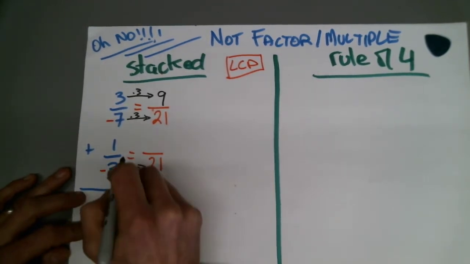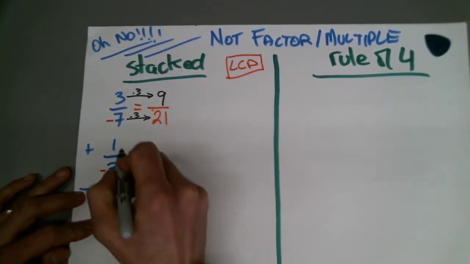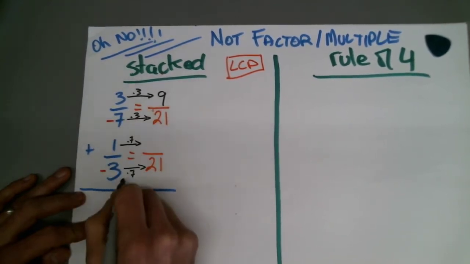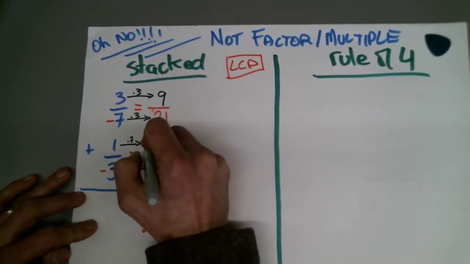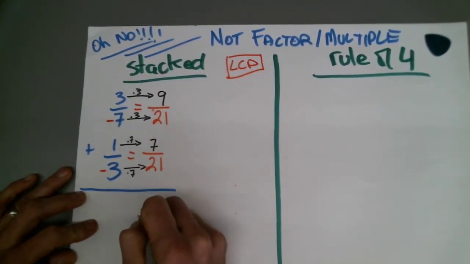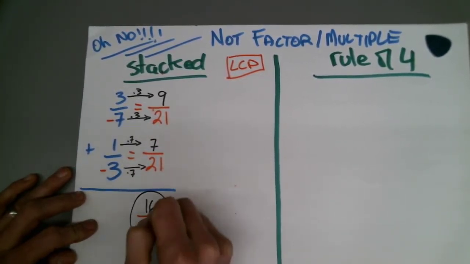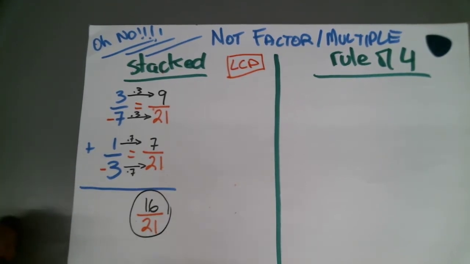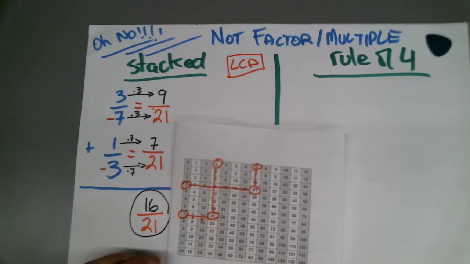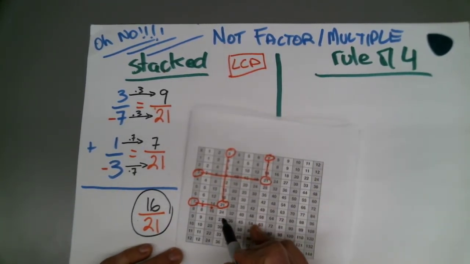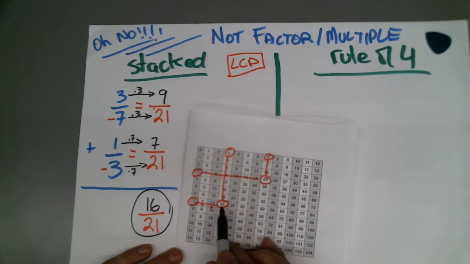At the bottom, 3 to 21 gives me times by 7. 7 times 3 is 21. Well, what I do to the bottom, I do to the top. 1 times 7 is 7. 7 plus 9 is 16. Can I reduce it? Well, let's take a look. What goes into 21? 7 goes into 21. Does anything in 16 go into 21?